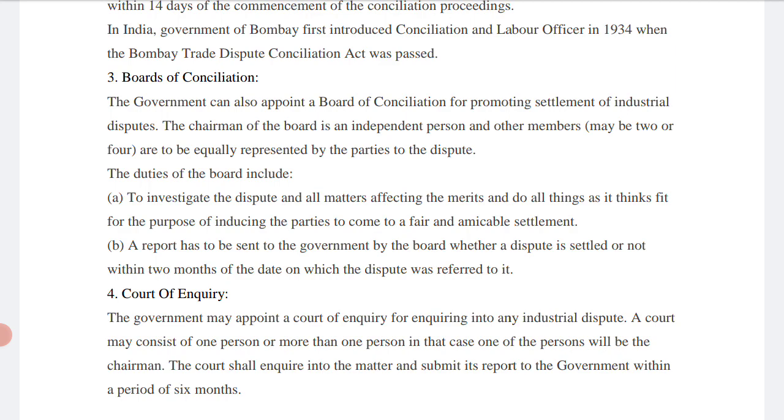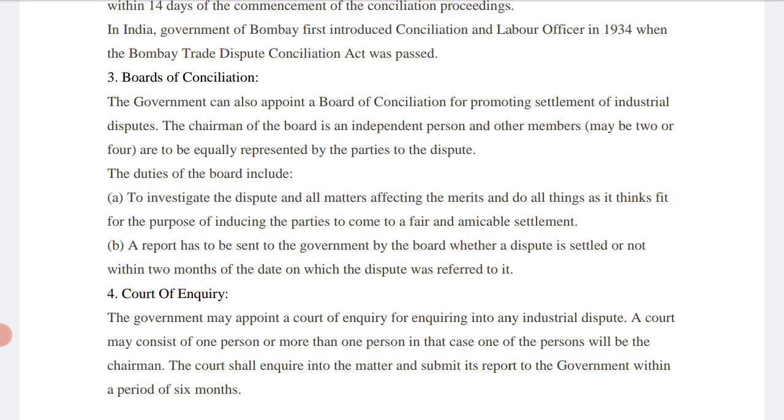Okay, they are supposed to investigate. Investigation has to be done upon the matter due to which the dispute has started. A report has to be sent to the government by the board whether the dispute is resolved or not. See, whether the dispute is settled, the board is supposed to report to the government.